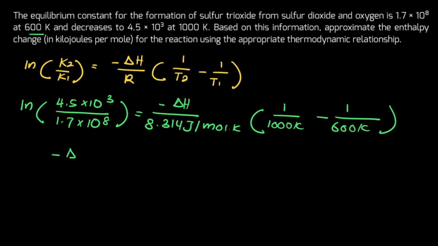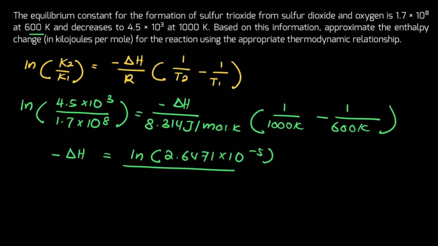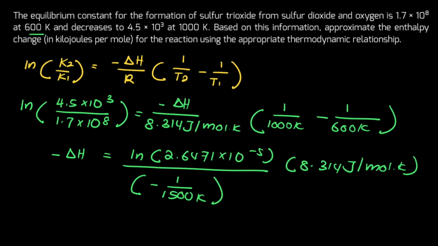Right, so from here you will get your delta H should be equivalent to ln 2.6471 times 10 to the power of negative 5 divided by negative 1 over 1500 Kelvin, times 8.314 joule per mole Kelvin. Right. So basically what you need to do is just plug these values into your calculator.